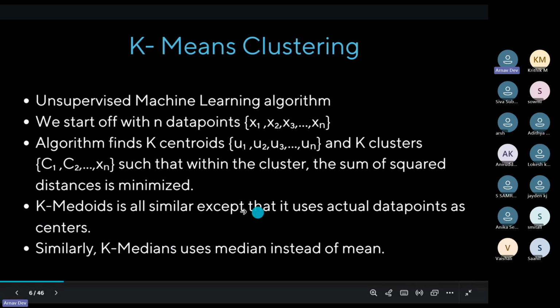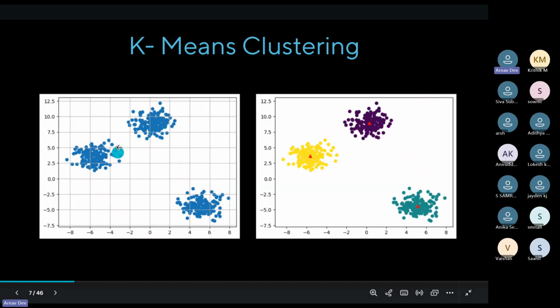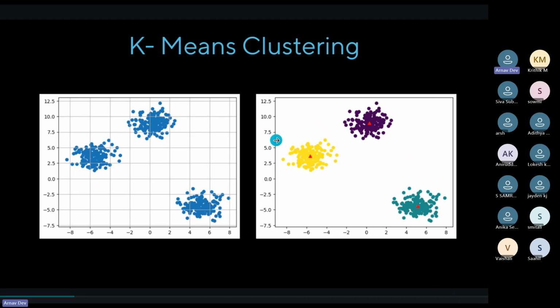So this is more or less about k-means clustering, how it looks. This is how we do k-means clustering. You can look at the picture. These are three different clusters, and the goal of the algorithm is to group them together in three different clusters, and these should be the centroids of it.